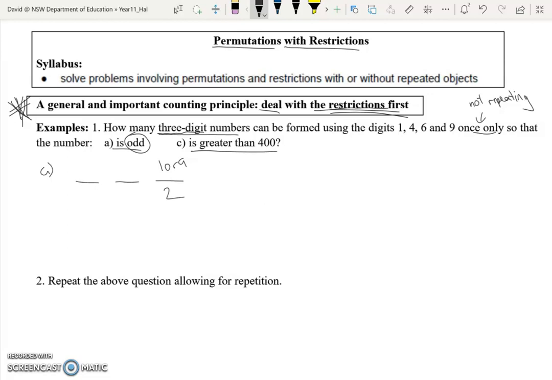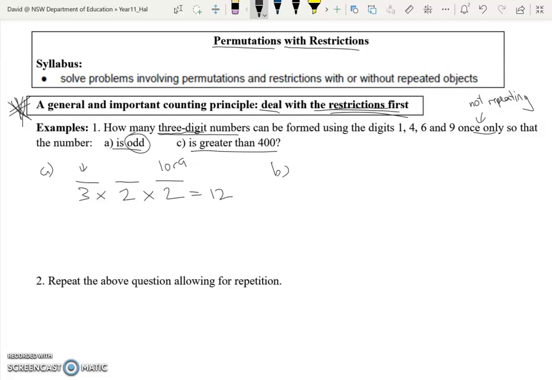So now I've used one of those two options up. So I've got one less number. How many digits do I have left to fill out in this first spot? Well, I've used one of these 4 digits up, so I've got 3 digits left out of those 4 digits for that position there. So 3 for there, then I've used that up, so then I've got 2 left. So 3 times 2 times 2, which is 12.